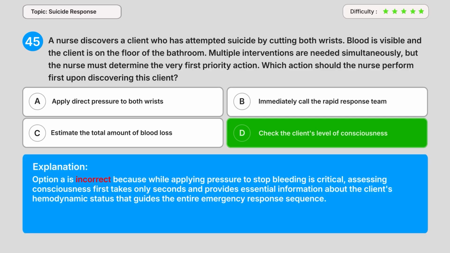Option A is incorrect because while applying pressure to stop bleeding is critical, assessing consciousness first takes only seconds and provides essential information about the client's hemodynamic status that guides the entire emergency response sequence.